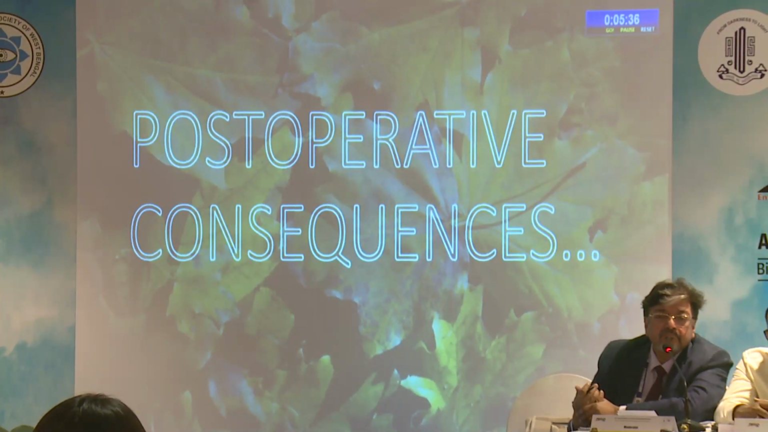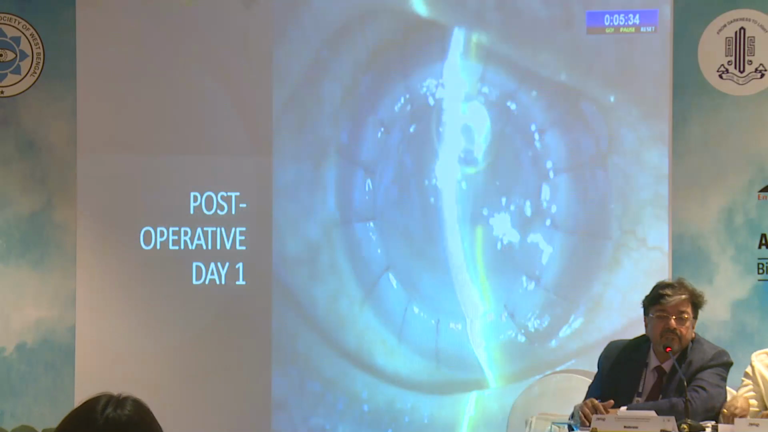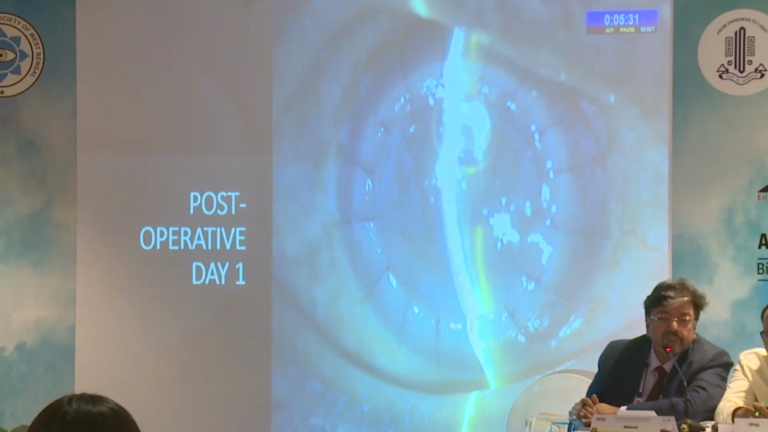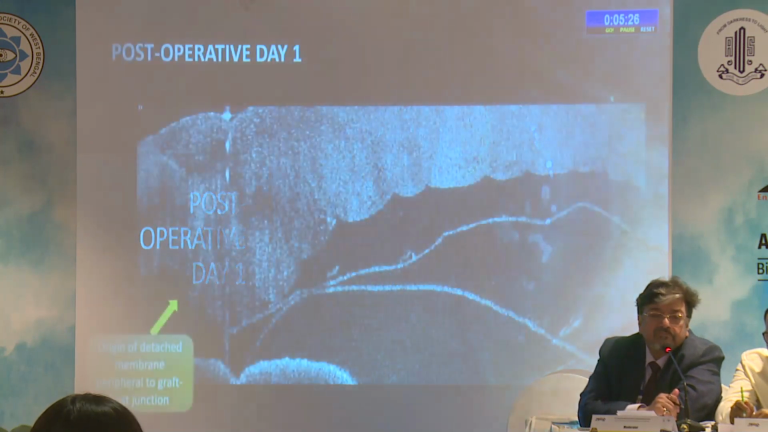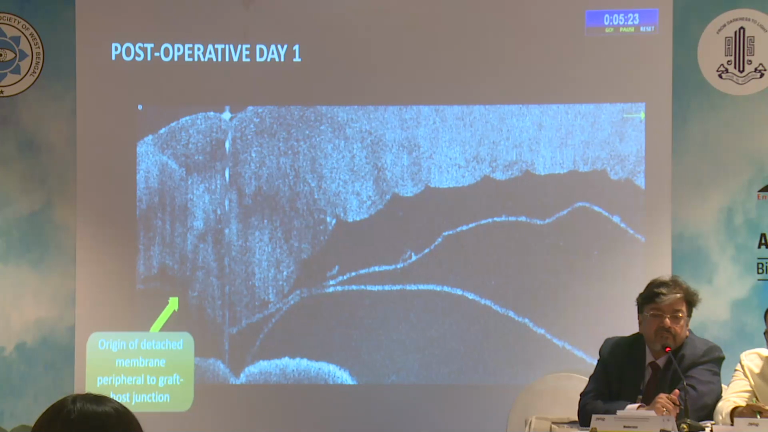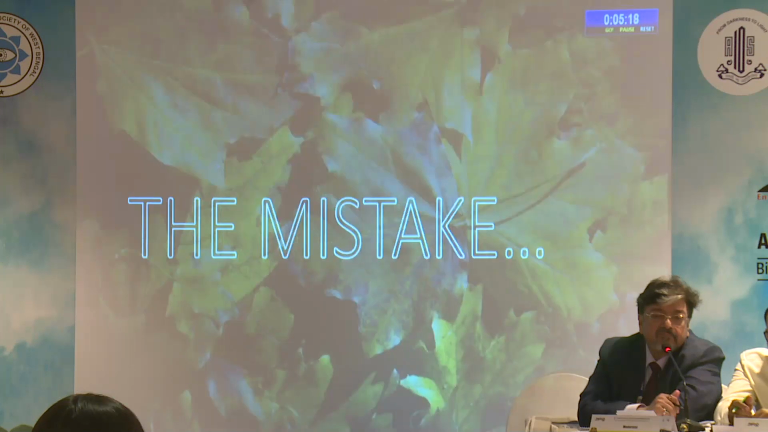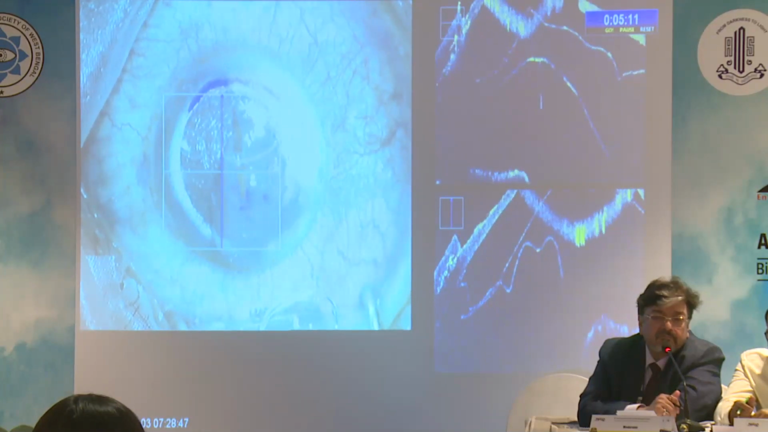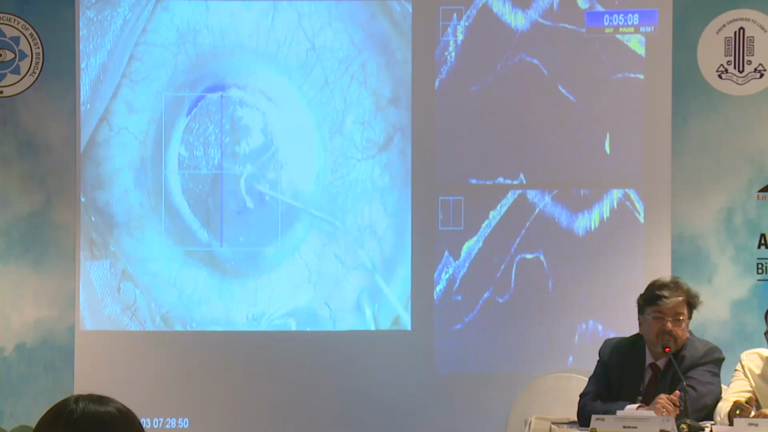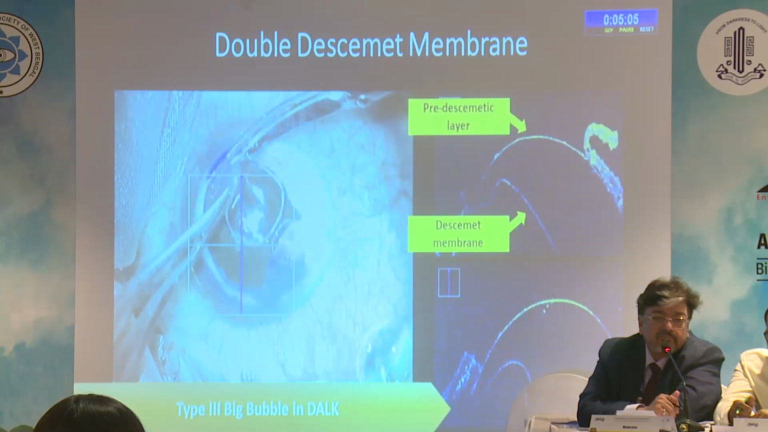On postoperative day 1, a double Descemet membrane was observed clinically. Two Descemet membranes were visible on anterior segment optical coherence tomography, originating from beyond the graft-host junction as a single membrane and thereafter splitting into two membranes. A type 3 bubble had formed during big bubble creation, separating the pre-Descemetic layer from the stroma and Descemet membrane from the pre-Descemetic layer. It was missed intraoperatively, which had led to the formation of a double anterior chamber.